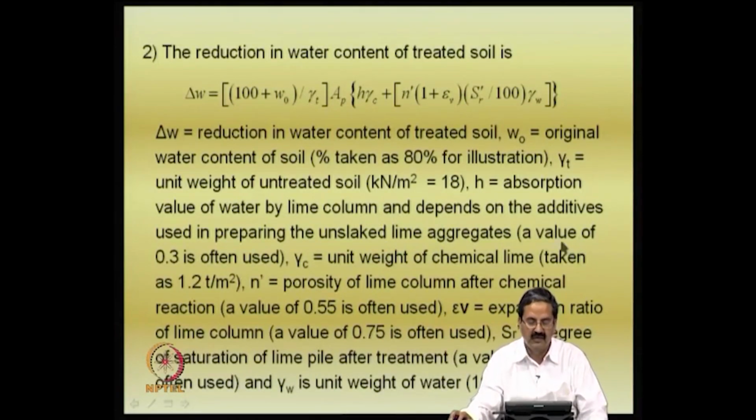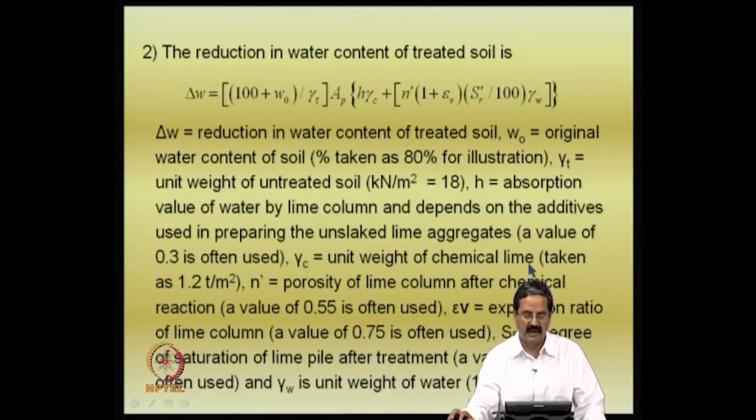Actually there is a value, so this H value is something, this is all known, like we know the initial water content, gamma T is the unit weight of the treated soil, and this factor is something that H and some of these factors we should get. H is the absorption value of water by the lime column, depends on the additives used, and we take a value of 0.3 here. Then gamma C is the unit weight of the chemical lime.